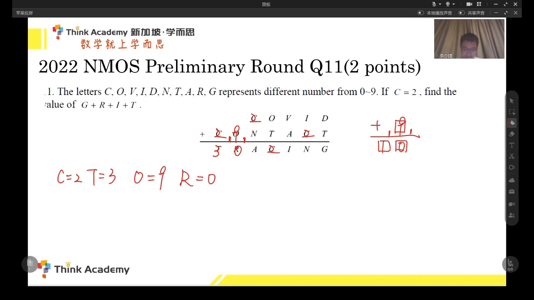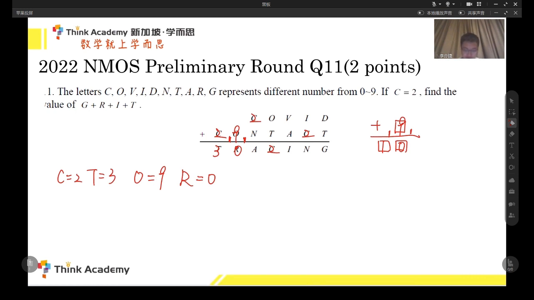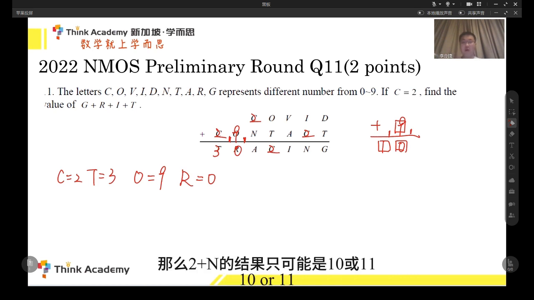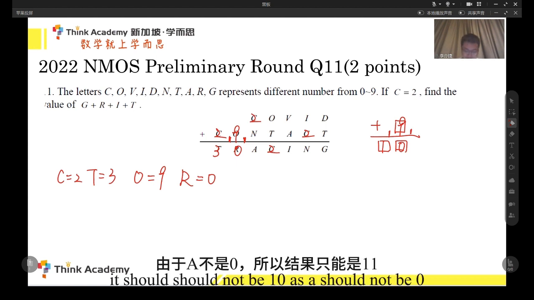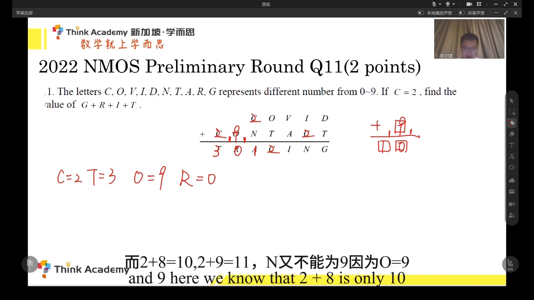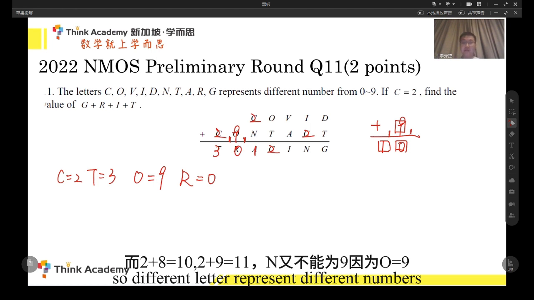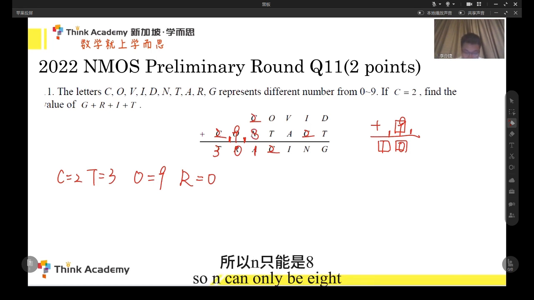And then again, here is a 1 carried forward. The last digit here is 2 plus N. We know 2 plus a digit has a 1 carried forward, which means here is either 10 or 11. It should not be 10 as A should not be 0, so A should only be 1. And we know that 2 plus 8 is only 10, 2 plus 9 is 11, but N cannot be 9 as O is 9, since different letters represent different numbers. So N can only be 8.